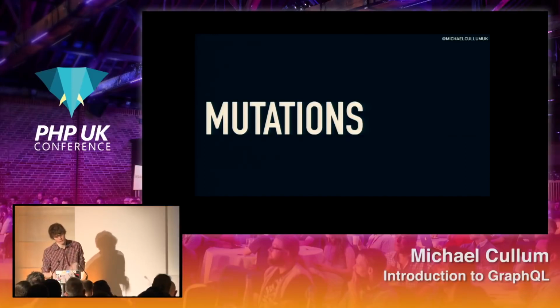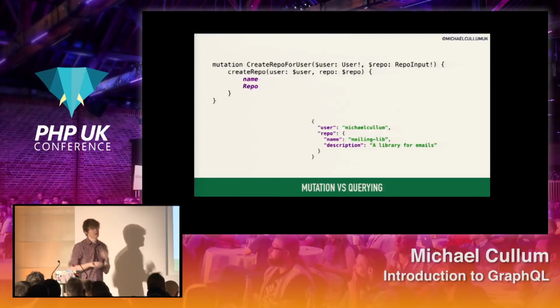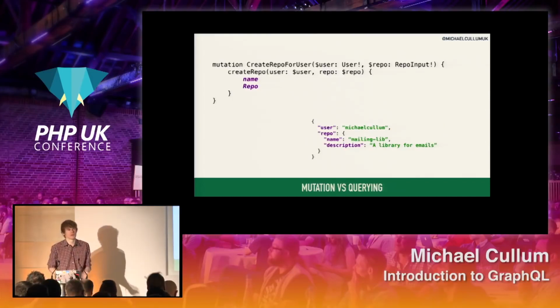Now let's have a look at how we do that. So what we do is we, first of all, and this isn't actually strictly required, but it's good practice to do it. Instead of saying query, I say it's a mutation. It's a different type of operation that I'm doing, a mutation, I'm changing something.